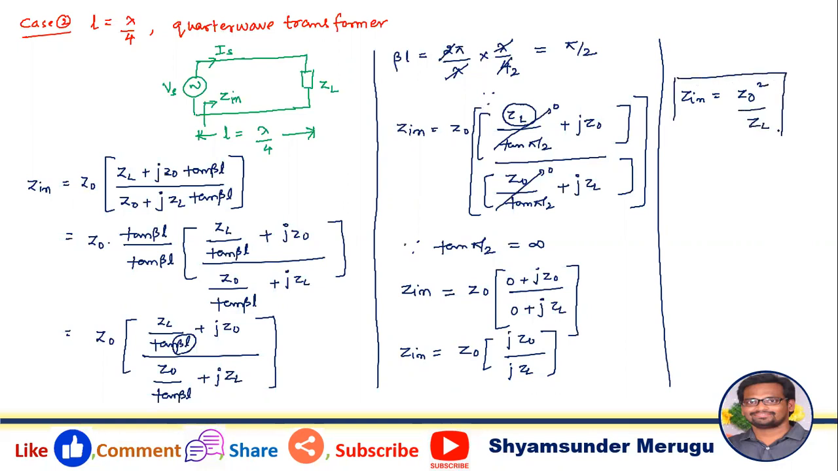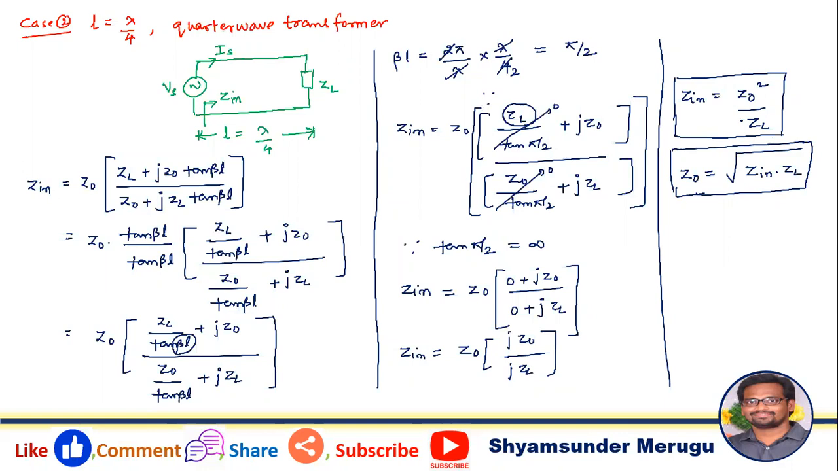This way the input impedance of the transmission line is varied, and this equation can further be written as Z0 equals the square root of Zin multiplied with ZL. That is, the characteristic impedance of the transmission line is the geometric mean of the input impedance and the load impedance of the transmission line. So thus a λ by 4 length line is considered as a transformer that matches a load of ZL to a source impedance of Zin.